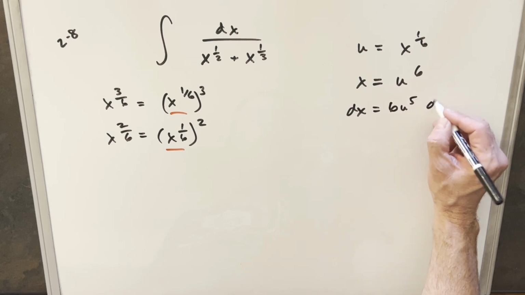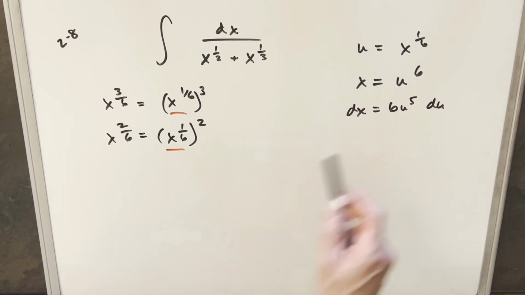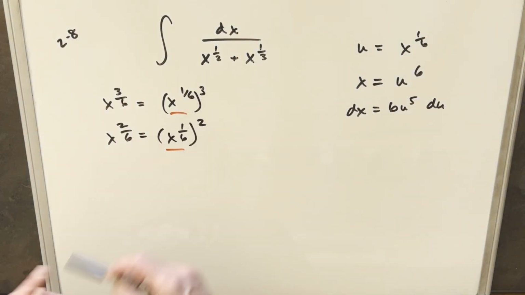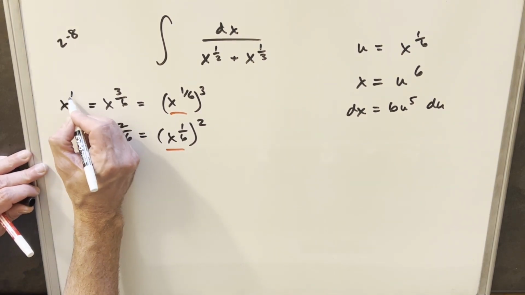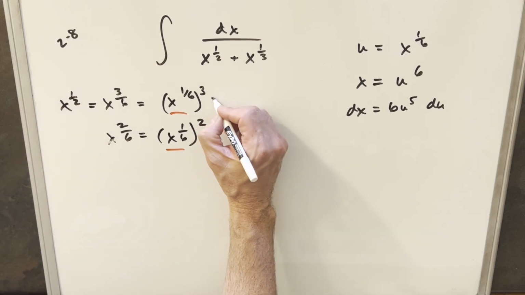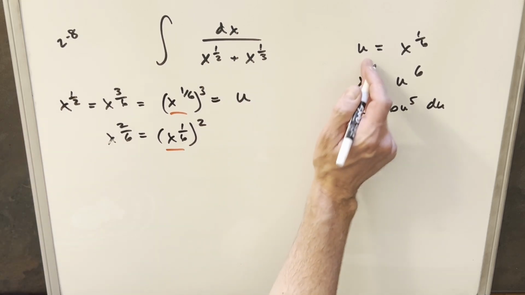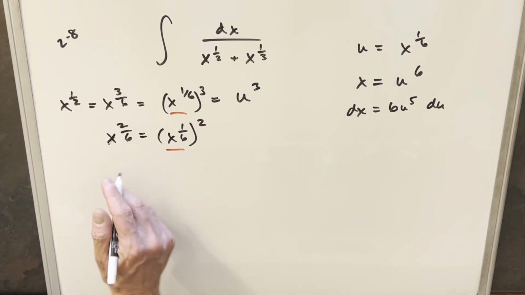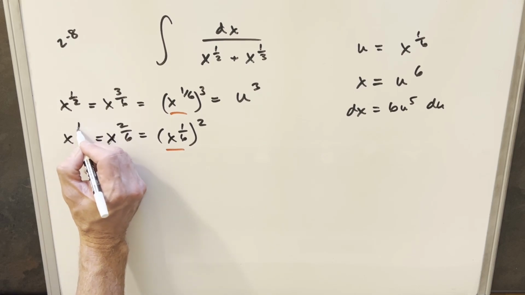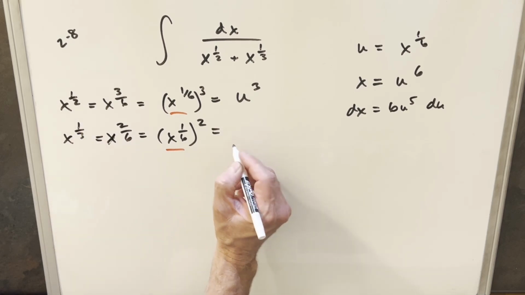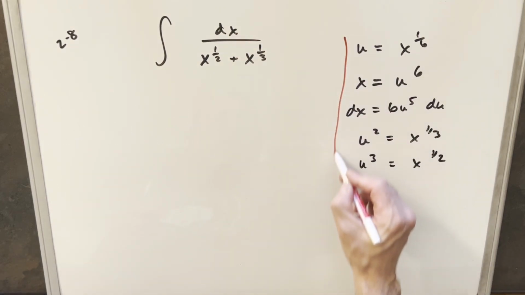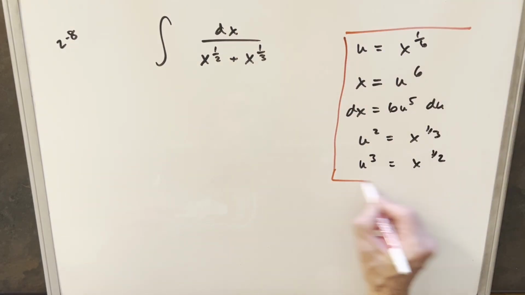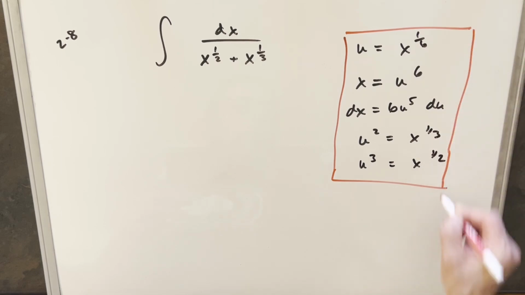Now that we have this substitution, you'll notice that x to the 3/6, which is the same thing as x to the 1/2 that we have right here, is also the same thing as u cubed. And doing the same thing here, this x to the 1/3 term is the same thing as u squared. So at this point, I think we have everything we need, and I'm going to go ahead and make the substitution.